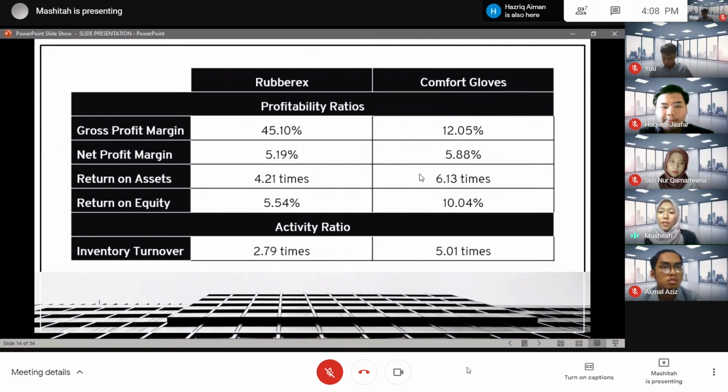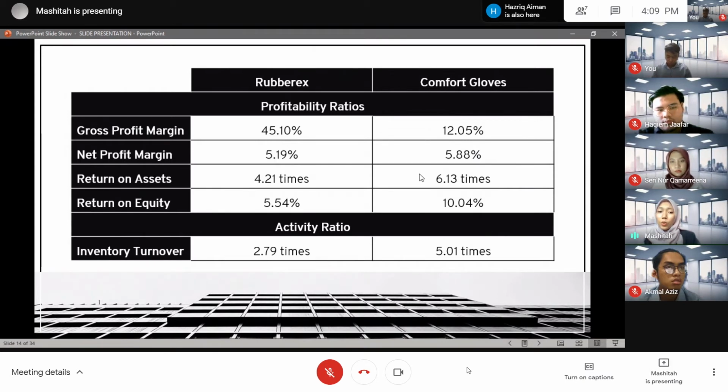However, for the net profit margin, return on asset and return on equity, Comfort Glove dominates with higher ratios compared to Rubberex. The higher ratios are due to the one-off logistic cost of 5.4 million and are driven by the increase in sales revenue. It is also because of the increase in demand for synthetic premium specialty gloves at Comfort Glove. This shows that the demand for gloves at Comfort Glove is higher than Rubberex. And for the activity ratio, we can see that the inventory turnover for Comfort Glove is higher than Rubberex.